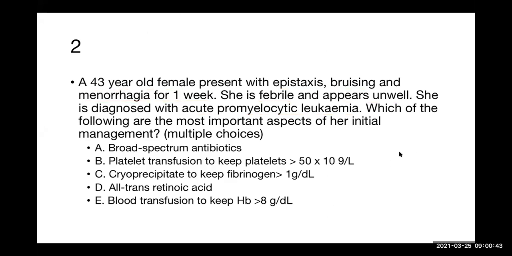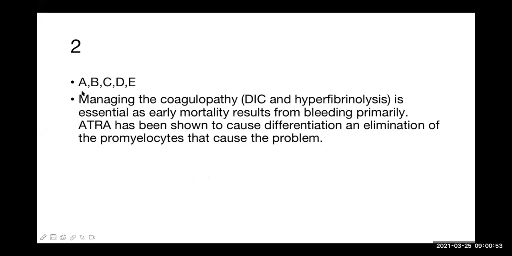So sometimes the examiner gives this type of question just to make sure whether the students can give appropriate reasons or not. See here, A, B, C, D, all are correct. Managing the coagulopathy, that is DIC and hyperfibrinolysis, is essential as early mortality results from bleeding primarily in case of acute promyelocytic leukemia. And all-trans retinoic acid or ATRA has been shown to cause differentiation of those blast cells, which leads to elimination of them. So this is a specific drug. Let's move on.